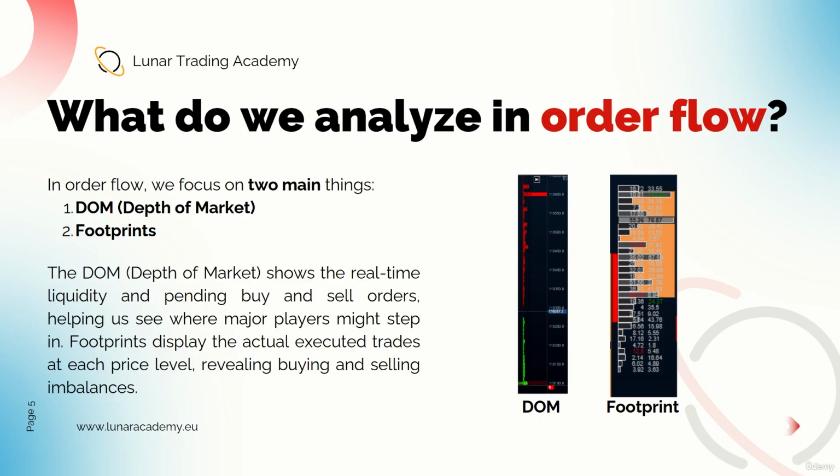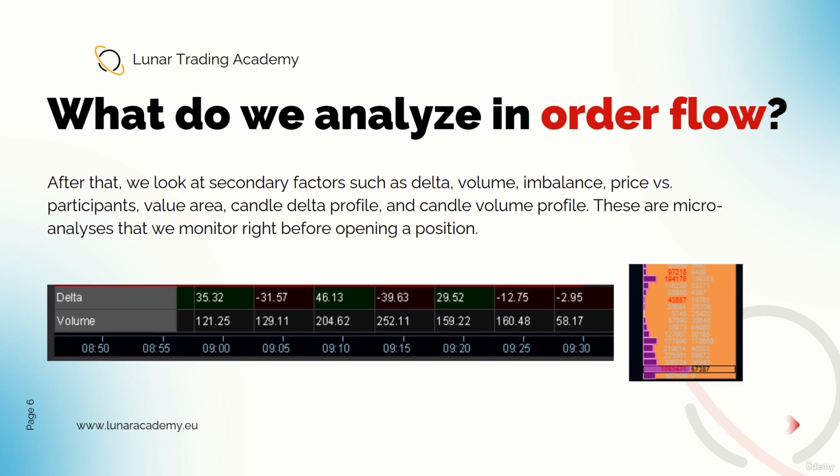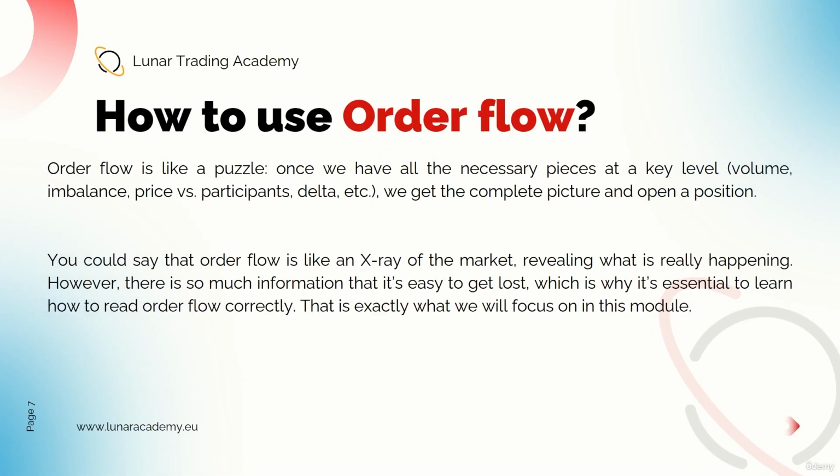Then there are other factors such as delta, volume area, and imbalances. These are micro-analyses that we monitor right before we open a position. Again, each of these functions is described in detail in following videos, along with instructions on how to use them correctly. Order flow is basically like a puzzle. Once we have all the necessary pieces at one key level, volume, imbalances, price versus participants, delta, etc., we get the complete picture and open a position.